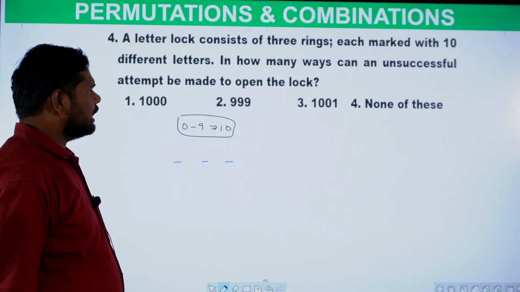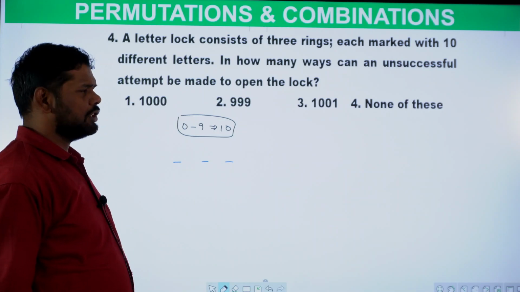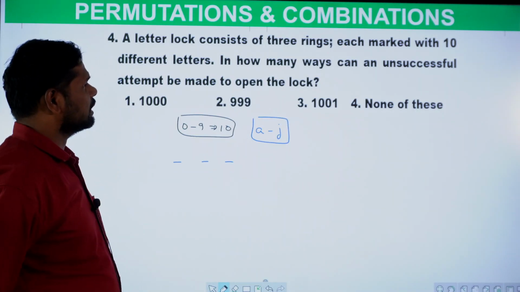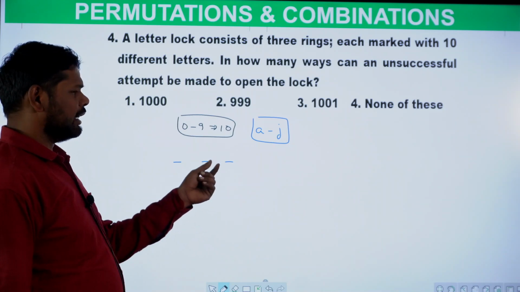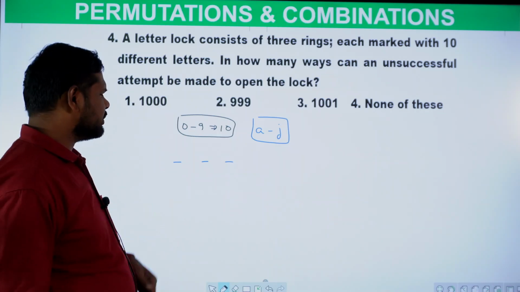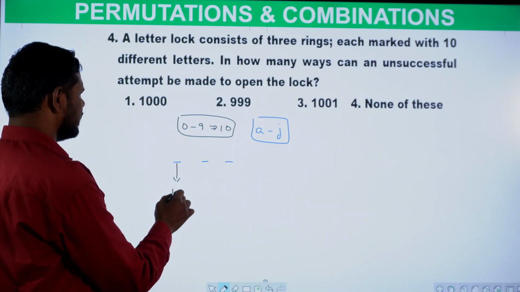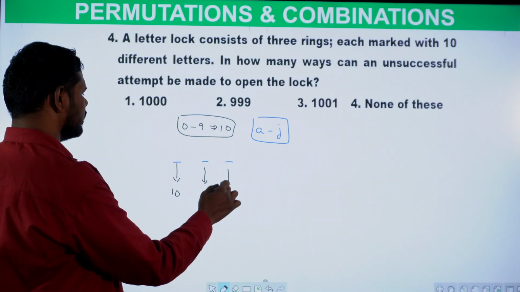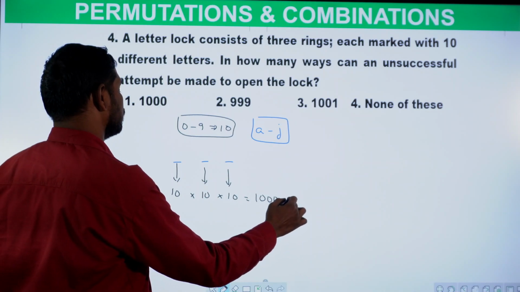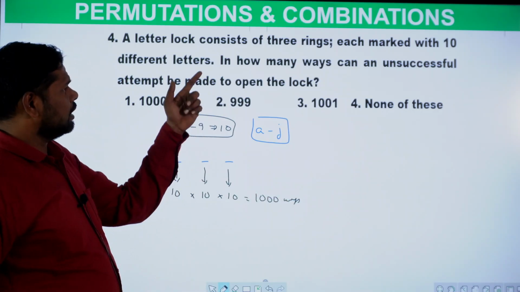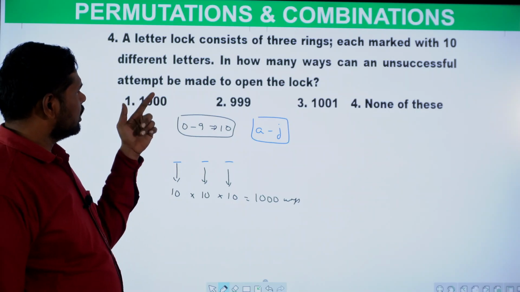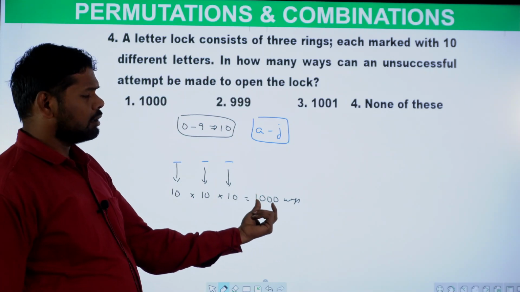Suppose they mention letters. So suppose A to J, these are the 10 letters. So three rings are there. Maybe I choose A A A, or A B C, or A G J, like so, different cases. So how many ways? I can choose any one of the 10, here also any one of the 10, here also any one of the 10. 10 into 10 into 10, total 1000 ways we can set that letter lock. So that letter lock can be set in 1000 ways.